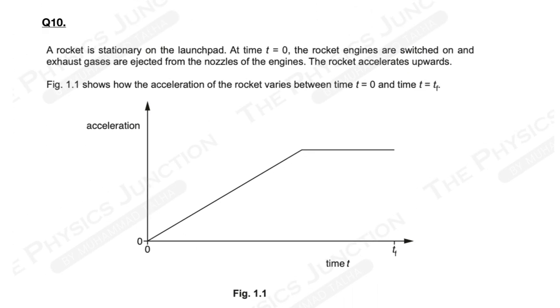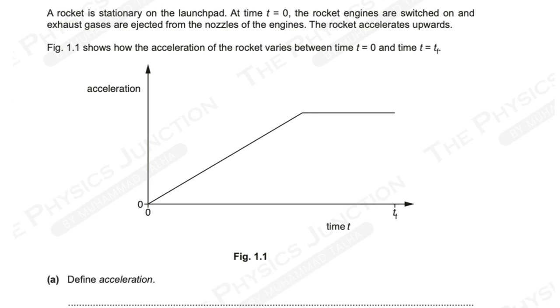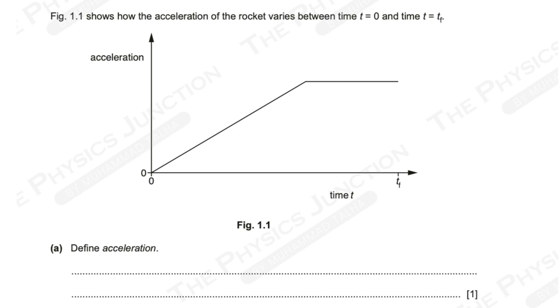Question 10. A rocket is stationary on the launch pad at time t equals to 0. Rocket engine is switched on. Exhaust gases are ejected. Rocket accelerates upwards. 1.1 shows how acceleration varies between this and this. So you see the acceleration is increasing, then acceleration becomes constant, right? So this is kind of an unconventional question because acceleration time graphs are usually not part of your syllabus.